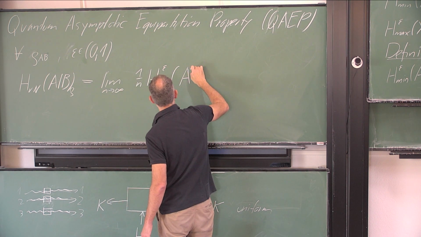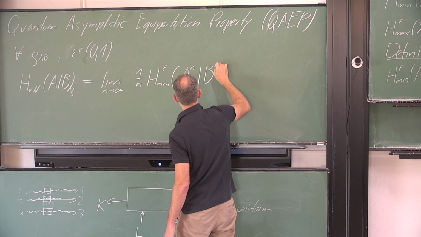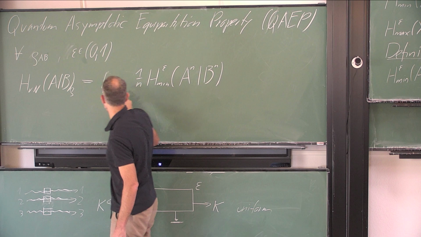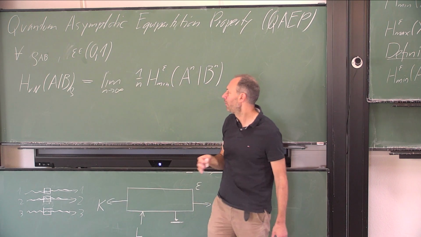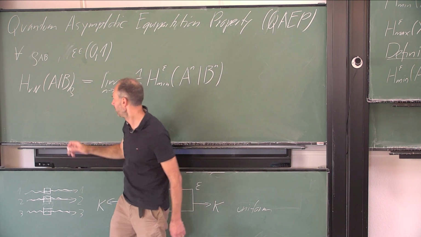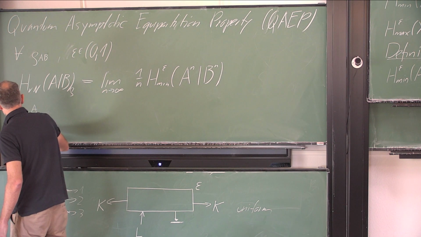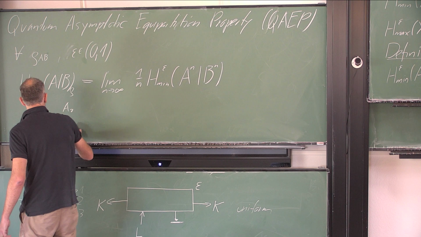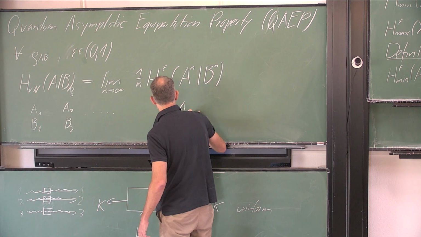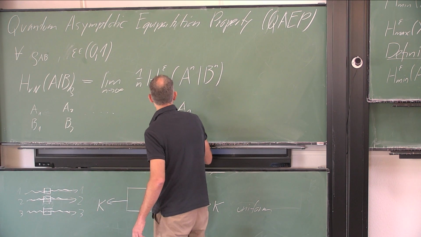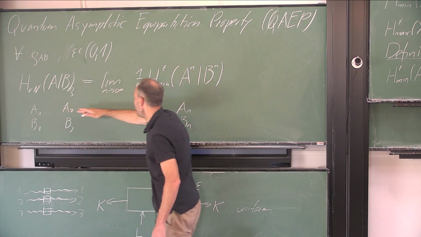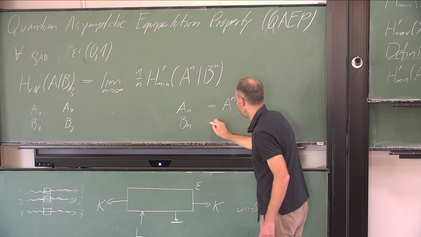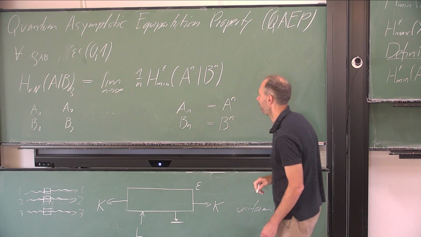But now the mean entropy is not evaluated on one system, but you assume you have n copies of these systems A and B. So you should think pictorially: you have a system A1, B1, you have a system A2, B2, and so on, until An, Bn. I call this whole line A1 to An in the notation A superscript n, and here I call this B superscript n.